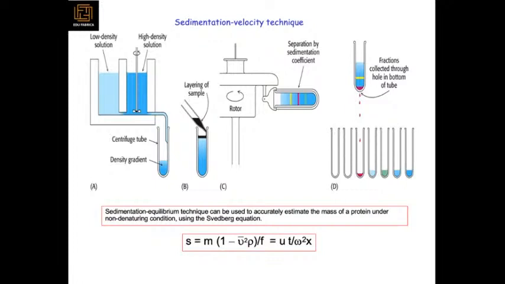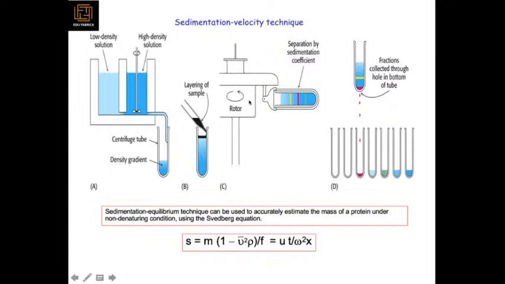First, we are done now. What does it do in this case? We have a low density solution and we have a high density solution. Then we take a centrifuge tube and we create a density gradient. First we add the high density solution, then on top we add the low density solution. Then comes layering of samples: on top you add your samples.